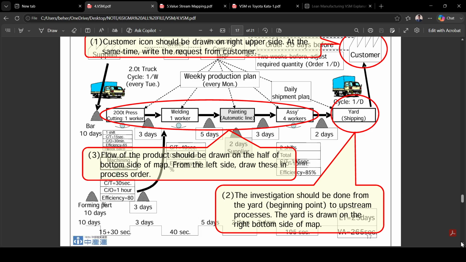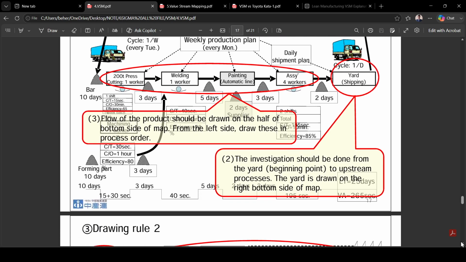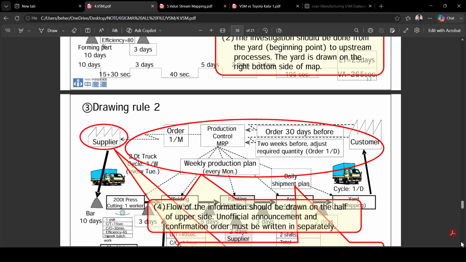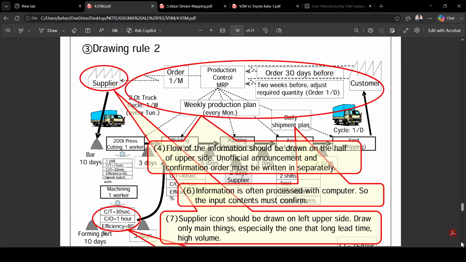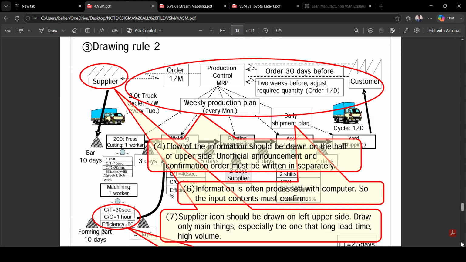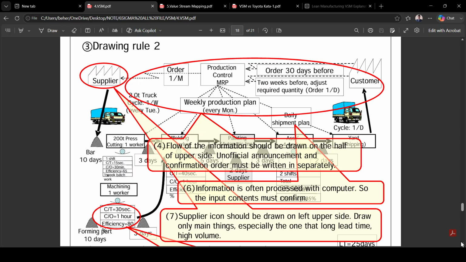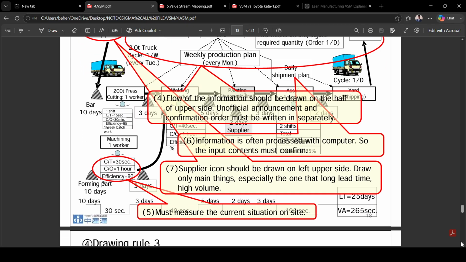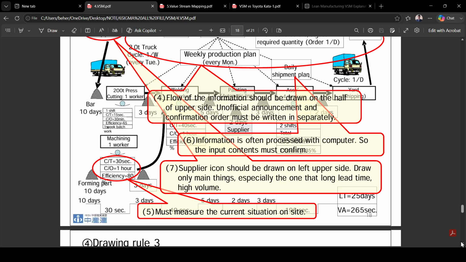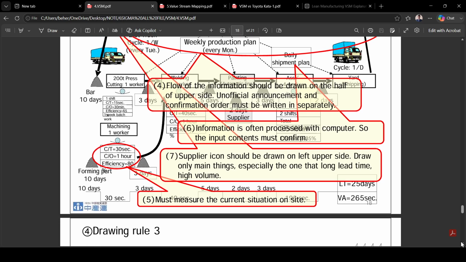From the left side, draw the process order. Rule 4: the flow of information should be drawn on the upper half. Confirmation and assessment must be written separately. Information is often processed with the computer, so the input content must be confirmed. The supplier icon should be drawn at the left side. Then the supplier must measure the current situation on site.